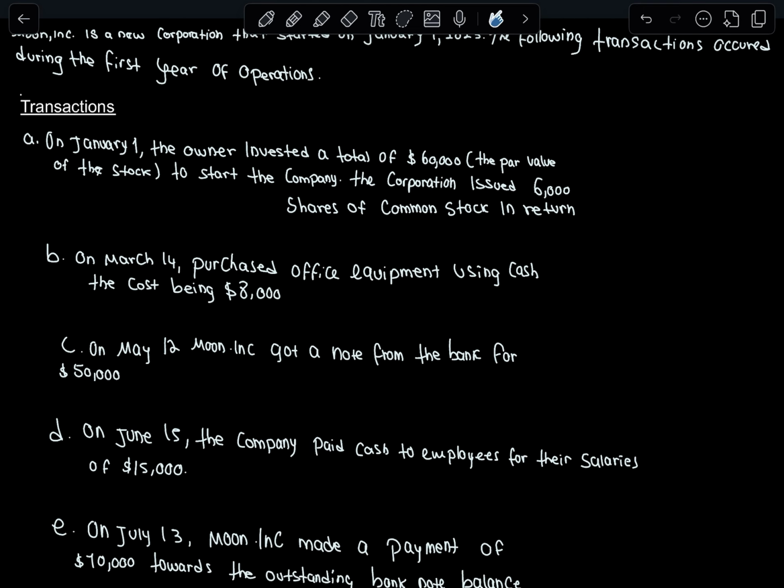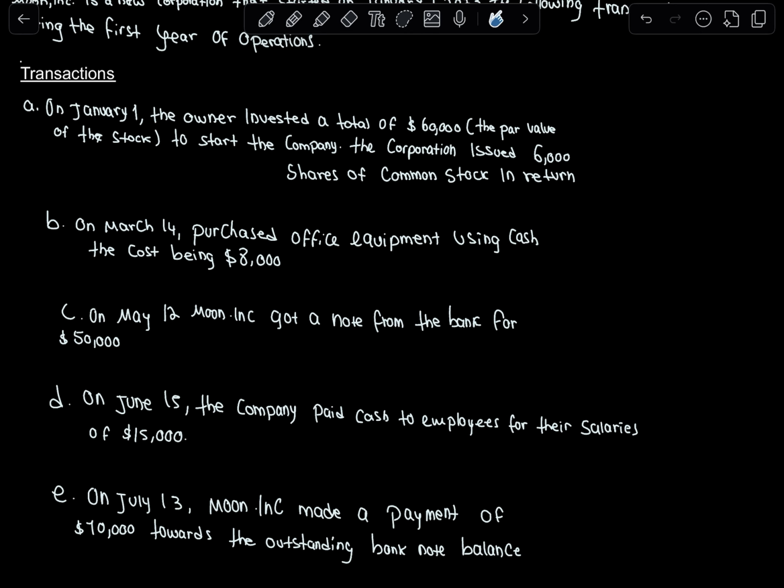Transaction A. On January 1st, the owner invested a total of $60,000, the par value of the stock, to start the company. The corporation issued 16,000 shares of common stock in return. Transaction B. On March 14, the company purchased equipment using cash for the cost of $8,000.